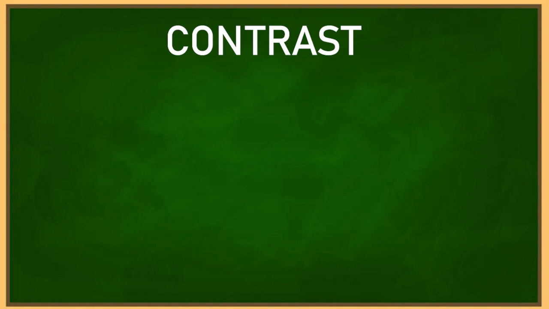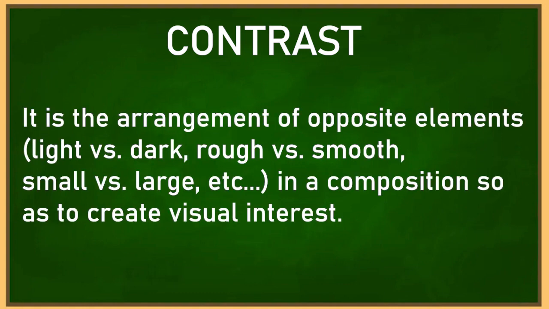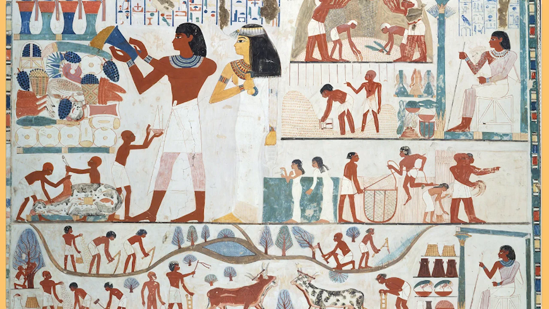Next is contrast. It is the arrangement of opposite elements, light versus dark, rough versus smooth, small versus large, etc., in a composition so as to create visual interest. We have here an example of an Egyptian painting which shows the large versus small figures.